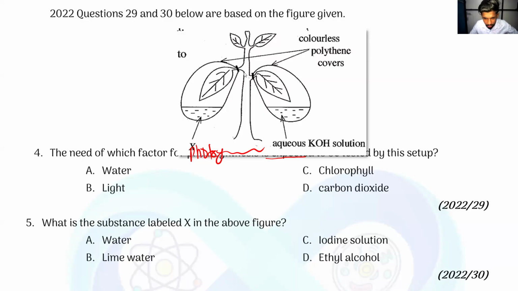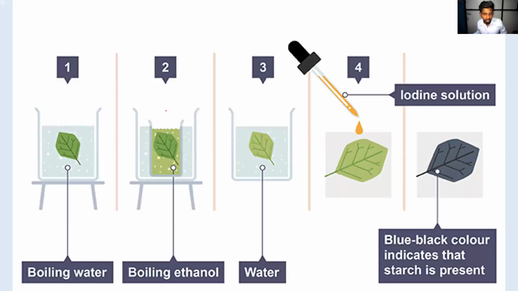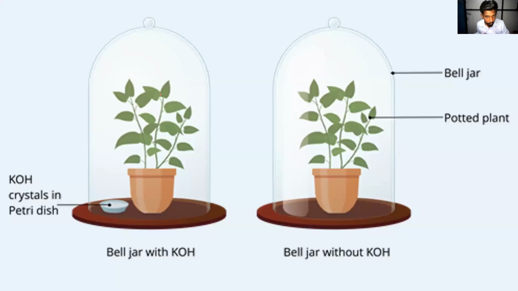Okay. Shiva, okay. Kishore. Carbon dioxide, very good. Now we'll explain this practical. This practical has been made to test whether carbon dioxide is needed for photosynthesis. Here we have taken two plants, and here you can see we have taken KOH, potassium hydroxide.